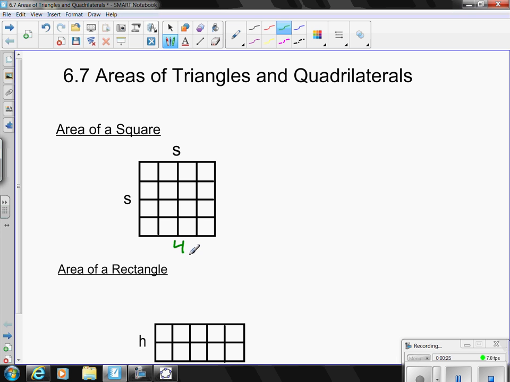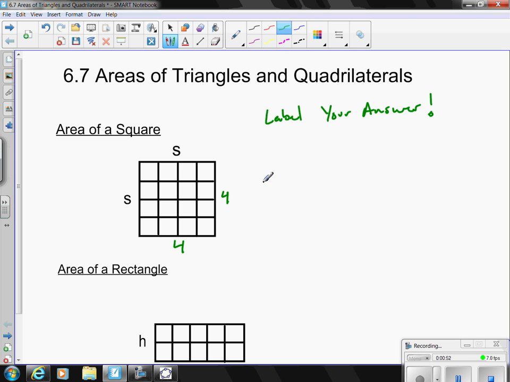So if you look at this, side length's 4, this side length's 4, you get your answer by taking 4 times 4. There are 16 square units. Okay, it's very important to label your answers. On the quizzes that follow this section and on the test, you'll lose points if you don't label your answer. So make sure you do that.